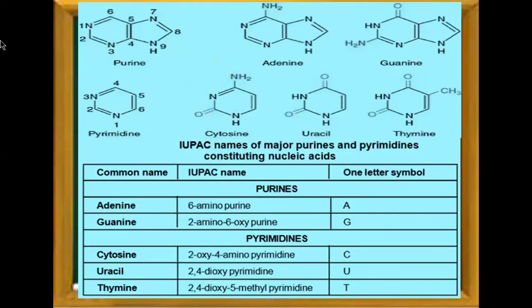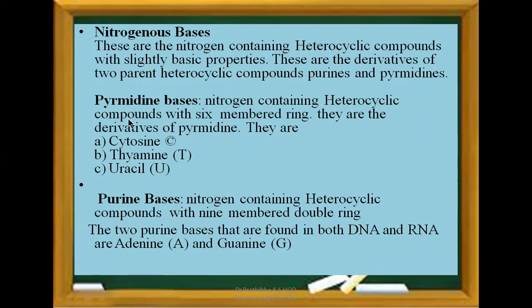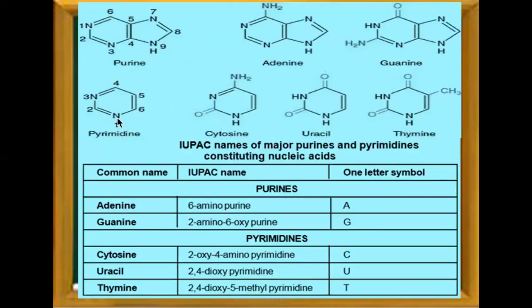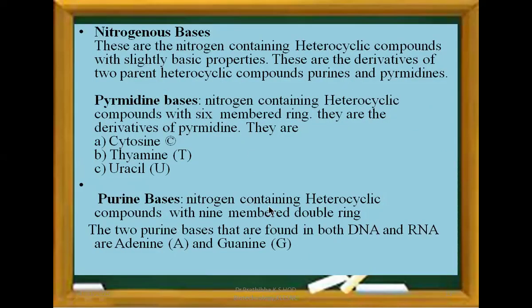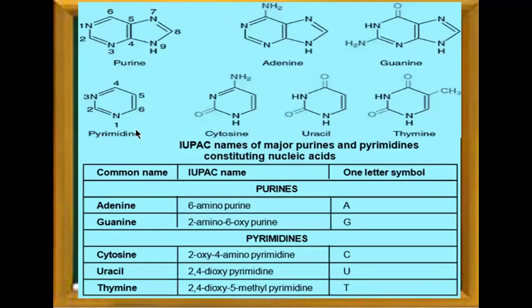Now let us go through the structural representation of purines and pyrimidines. As I told you, pyrimidine is a 6-membered single ring, right? This is the 6-membered ring: 1, 2, 3, 4, 5, 6. All right, so it's a six-membered single ring.